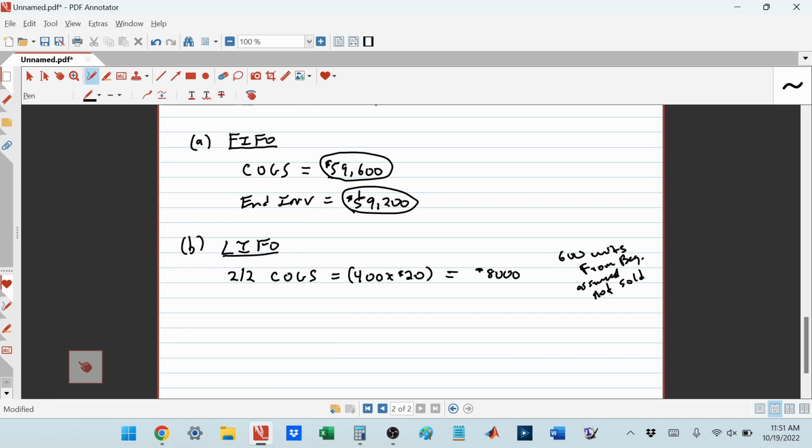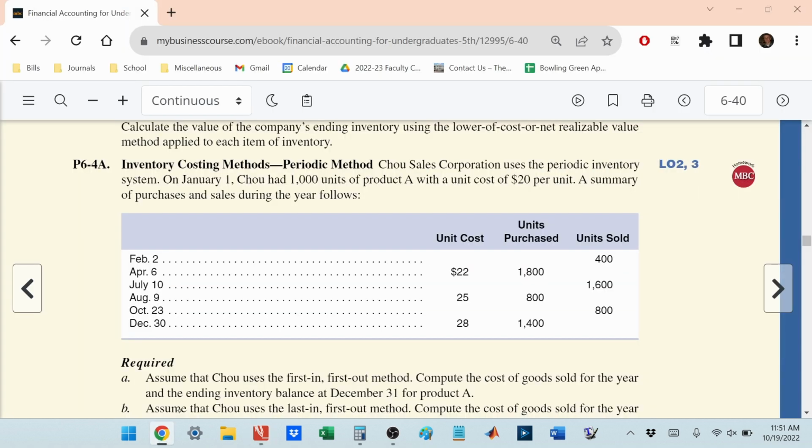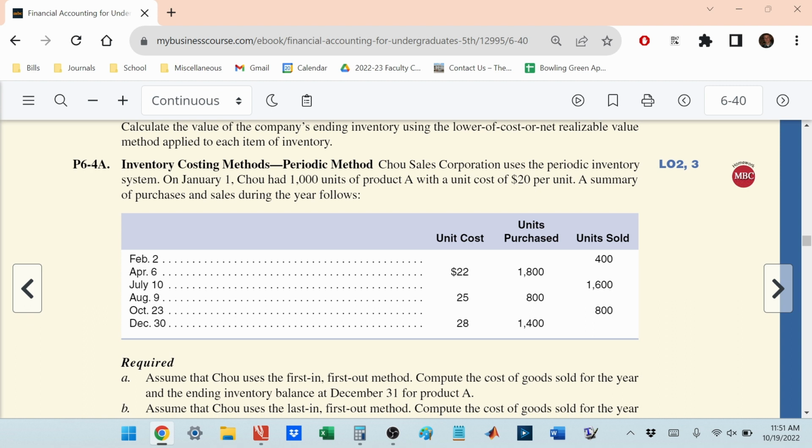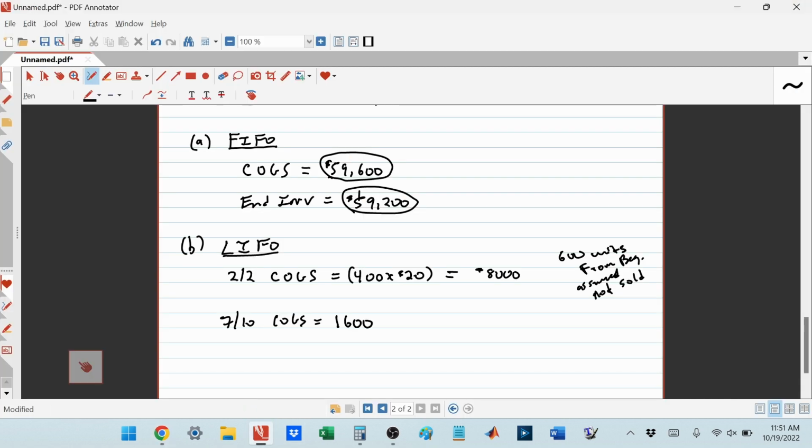Keep that in your head. All right, the next sale occurs on July 10th. The COGS we would assign to that sale. From the perspective of July 10th, we sold 1,600 units, last in, first out. So which ones were sold? Well, the ones most recently that came in were the ones sold. So all 1,600 that we sold on July 10th, we assume came from our April 6th purchases. So this is the COGS that we would assign to the July 10th sale of 1,600 units.